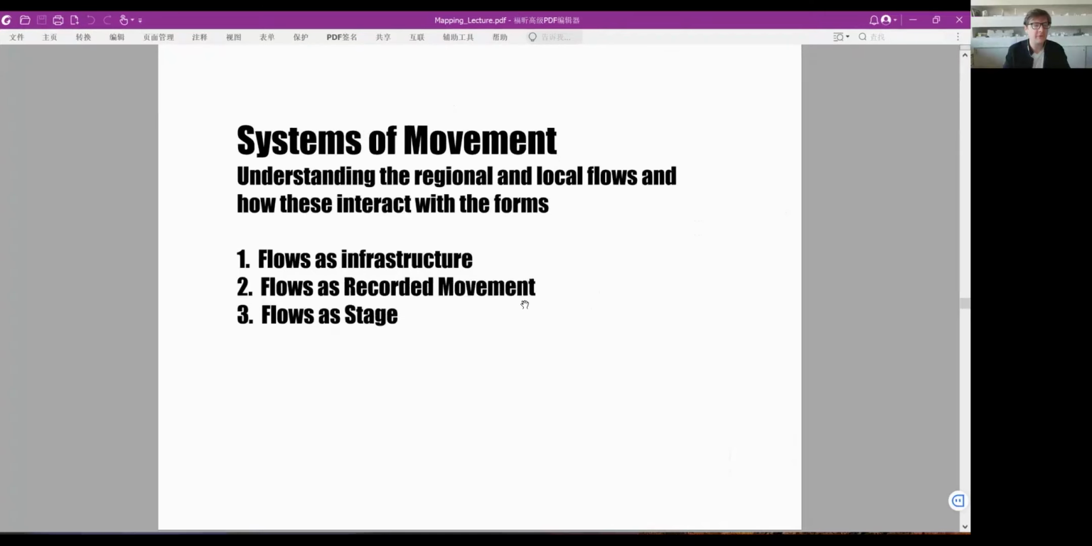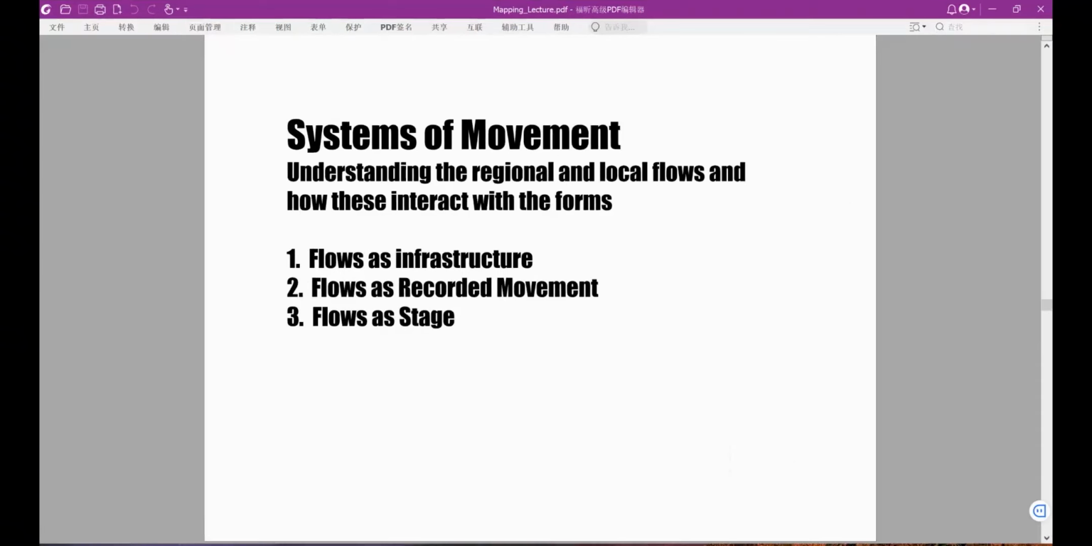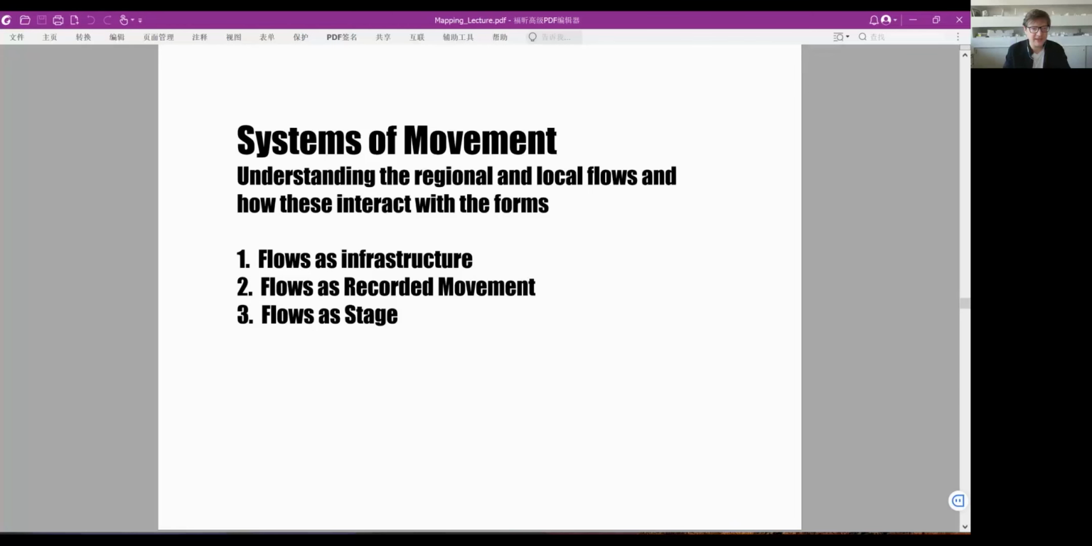Changing now from the form to the movement, the system of movements, understanding the regional and local flows and how these interact with forms. First, flows as infrastructure. Second, flows as recorded movement. Third, flows as stage. Next one, please.